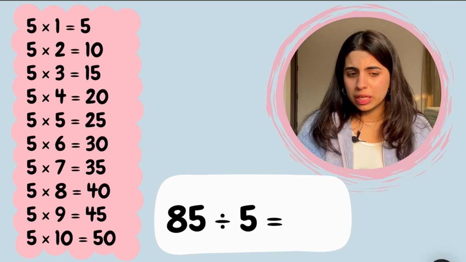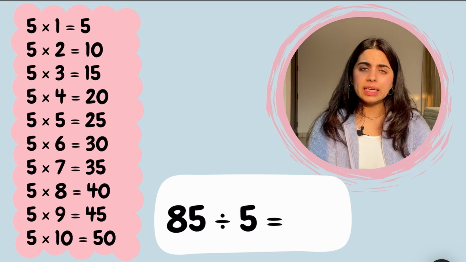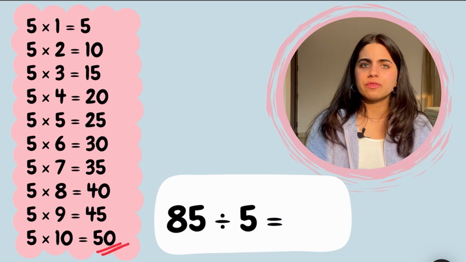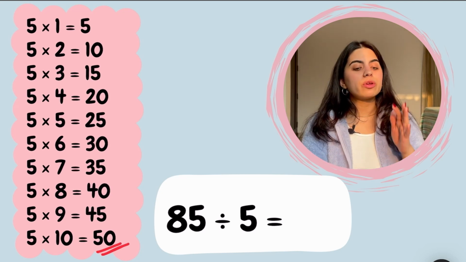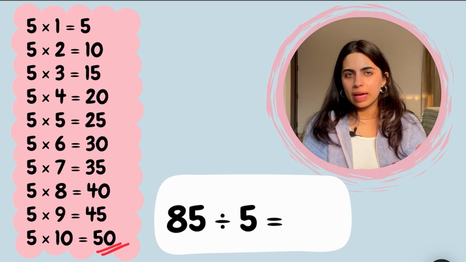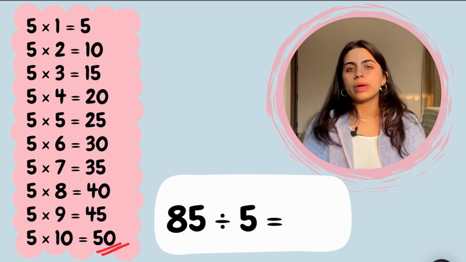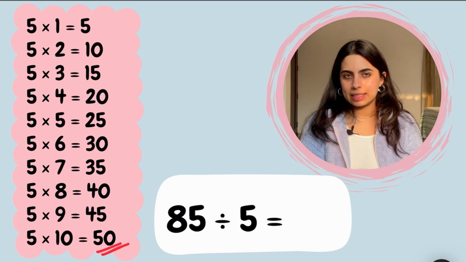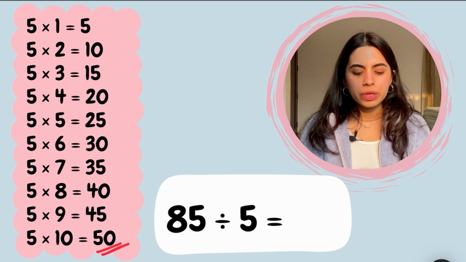Now this is something strange. 85 divided by 5. In the times table of 5, my last answer is 50. I do not know whether 85 lies in the table of 5 or not, because I've only learned the times table till 5 into 10. So to find out this, there's another way, that's long division, which we'll be talking about in the next video. So these kind of questions we'll be doing in the next video.